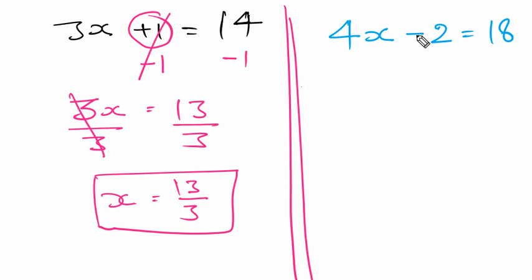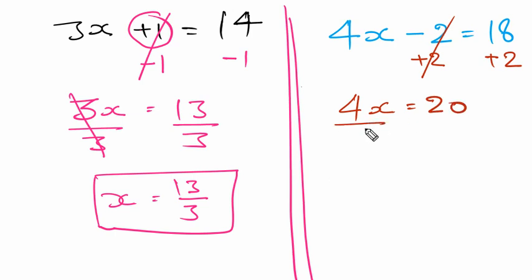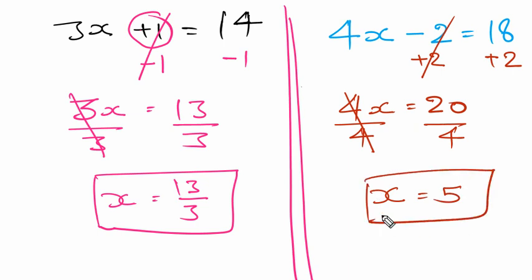So this is negative 2, we will do plus 2 both sides. This is cancelled out. 4x is equal 20. Now you divide by 4 both sides and x is equal 5. That will be your answer. Now what if you have a division? For example, if you have this type, x over 5 is equal 6.